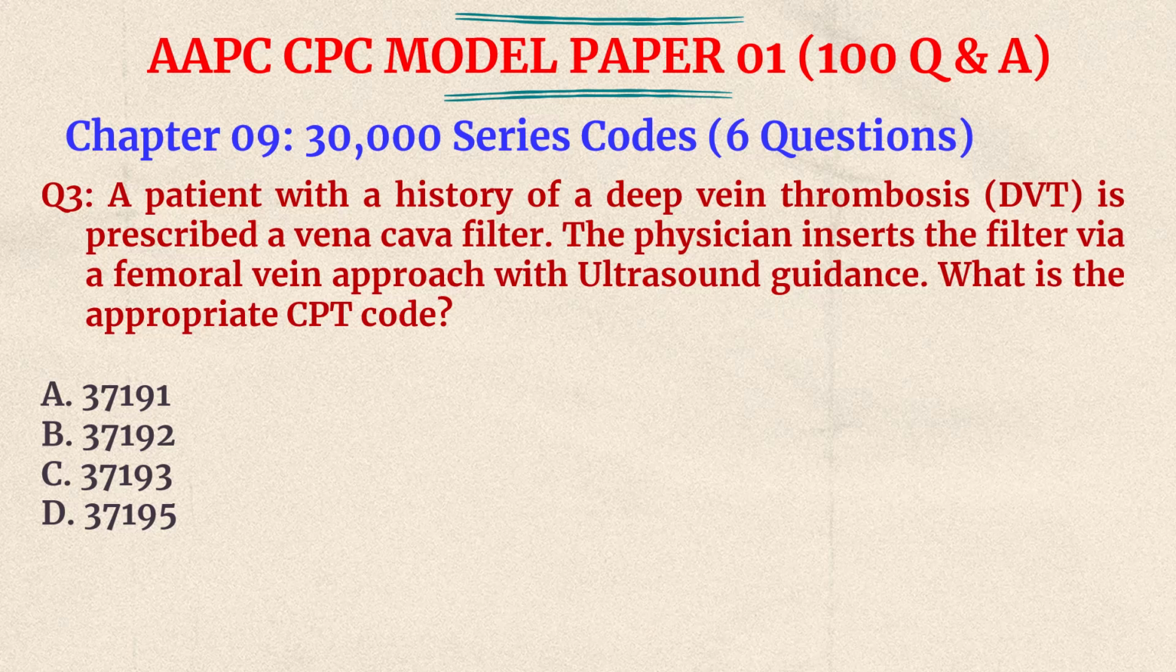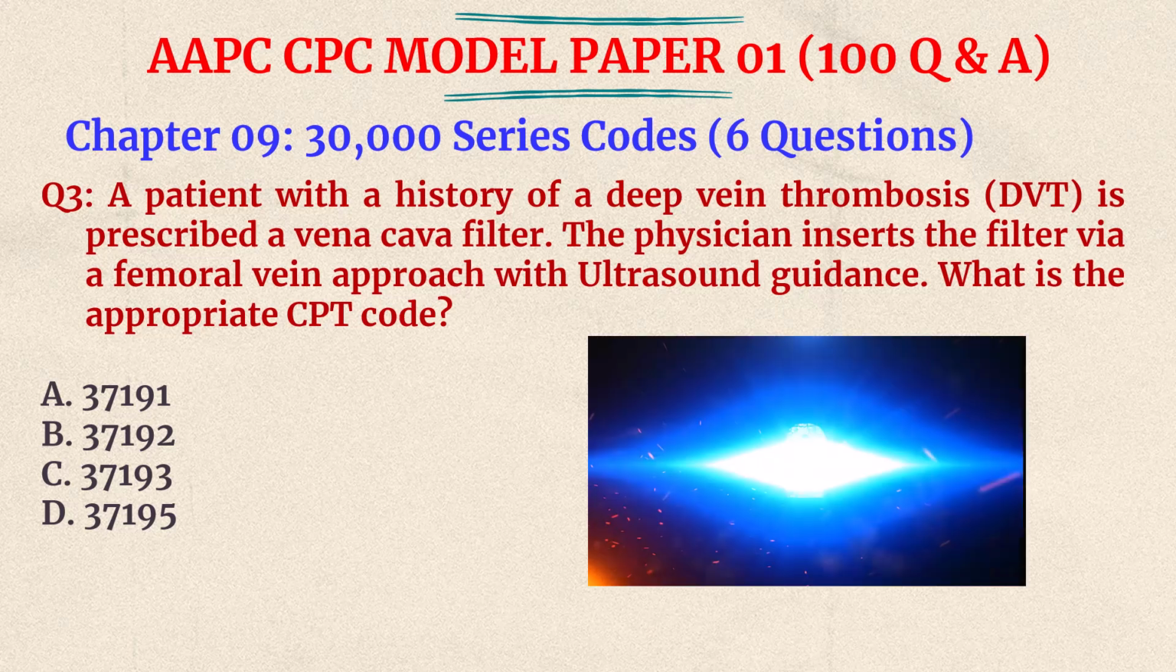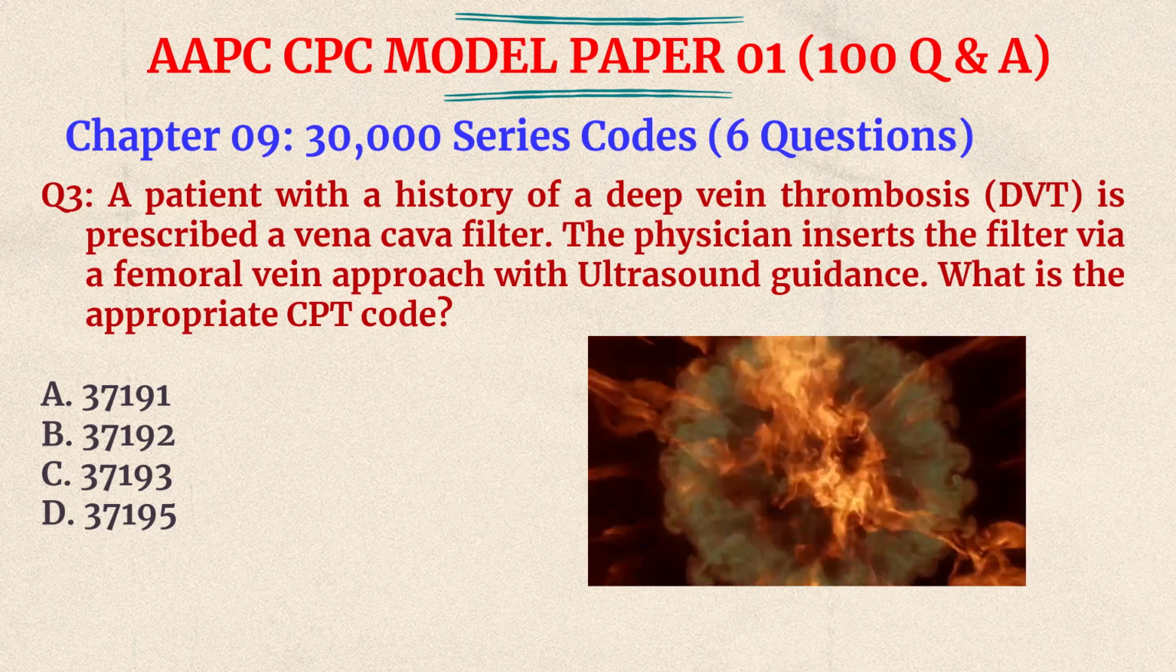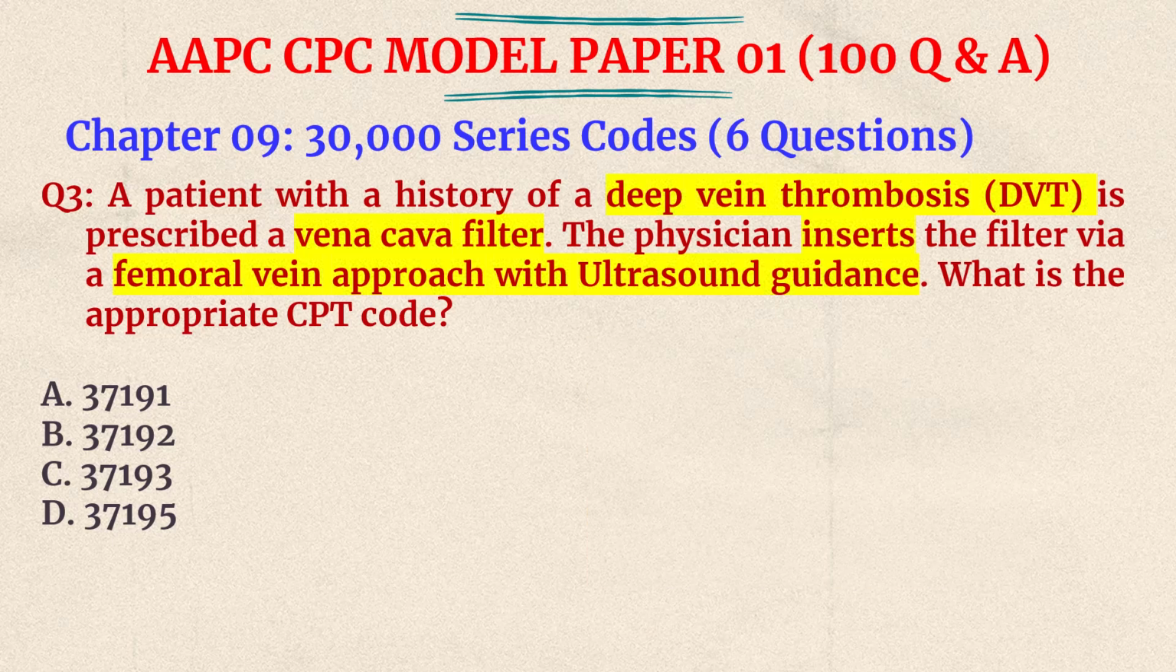Question number 3. A patient with a history of deep vein thrombosis is prescribed a Vena Cava filter. The physician inserts the filter via a femoral vein approach with ultrasound guidance. What is the appropriate CPT code? There are 37000 code series available. So please pause the video for a few seconds, take your CPT code book and find the answer. 3, 2, 1. So here you have to highlight this is a deep vein thrombosis. Here, prescribed Vena Cava filter that was inserted through femoral vein approach with ultrasound guidance.